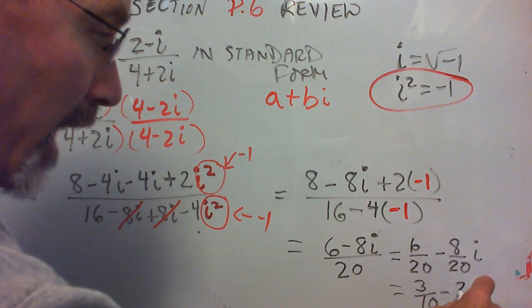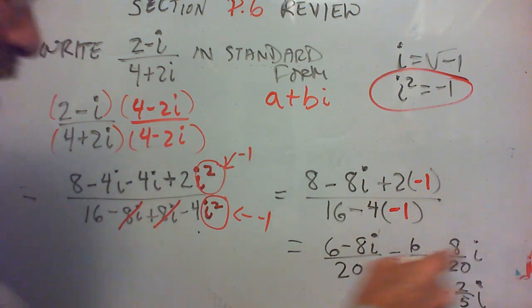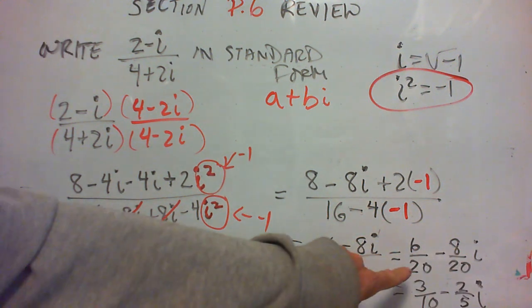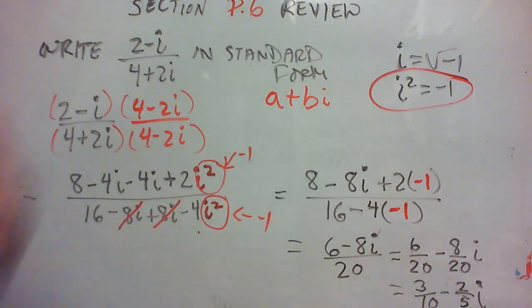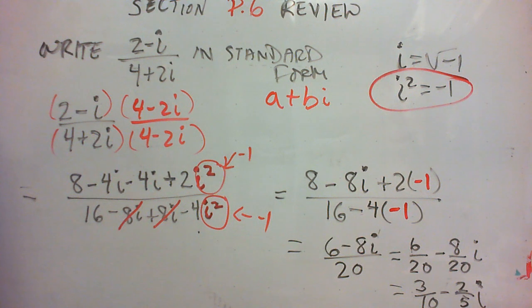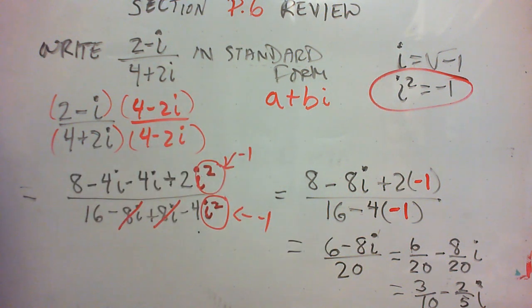2/5 i. And I think if you're doing this problem in WebAssign and you don't simplify the fractions, they might mark it wrong. I wouldn't mark it wrong if you got to this first result, because technically that would be a plus bi form. But if you just write this fraction, that's not a plus bi form.